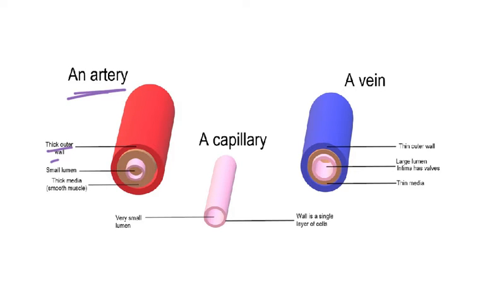Now the basic points of an artery are what? They have a thick outer wall. The wall is very, very thick. Why? Because it has to withstand a lot of pressure. Why? Because all arteries arise from the aorta, and the aorta arises from the left ventricle.